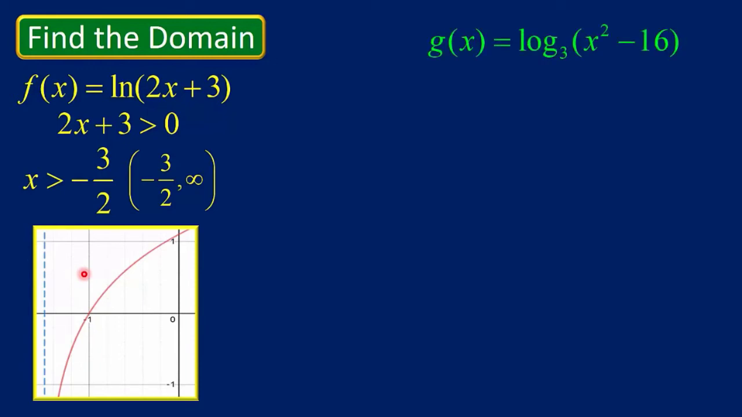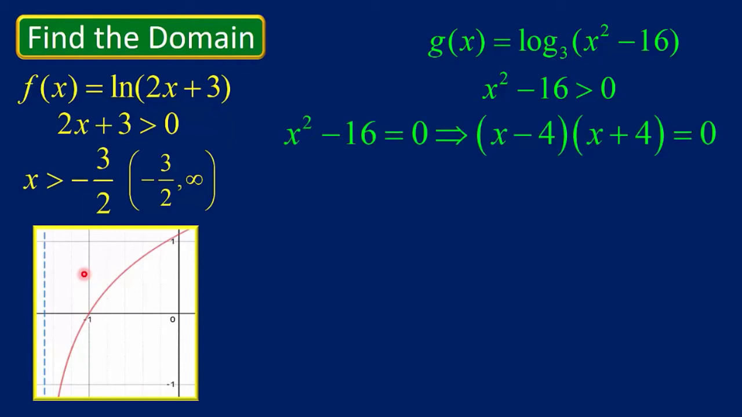g of x equals log base 3 of x squared minus 16. Once again, we're concerned with where x squared minus 16 is greater than 0. One of the ways that we might proceed with solving this one is to consider where the transition points are. Where does it go from being less than 0 to greater than 0, or greater than 0 to less than 0? Those happen at the boundary. In other words, those happen wherever x squared minus 16 is equal to 0. So let me solve this, and then I'll use that to divide up the number line.